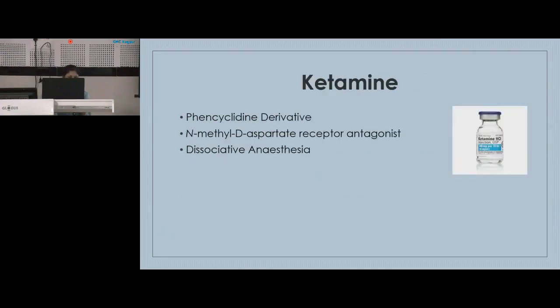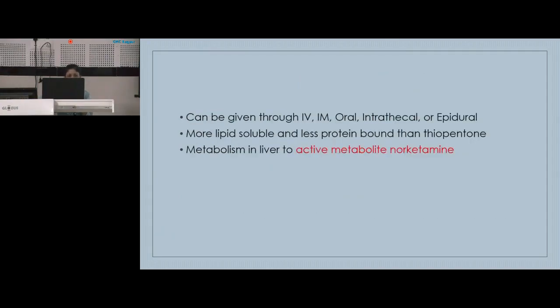Then ketamine. Ketamine is a phencyclidine derivative. It is an N-methyl D-aspartate receptor antagonist. It causes dissociative anesthesia, so the patient has a sense of dissociation from the body. It also causes hallucination, especially in young females. It can be given through IV, IM, oral, intrathecal or epidural route. It is more lipid soluble and less protein bound than thiopentone, and it is metabolized in the liver to the active metabolite norketamine. So on repeated administration, accumulation can happen.